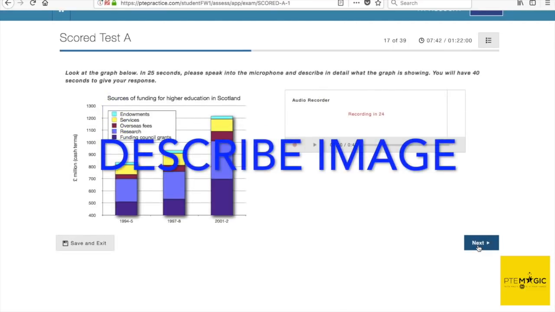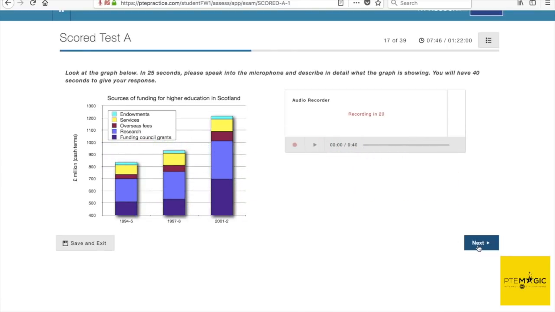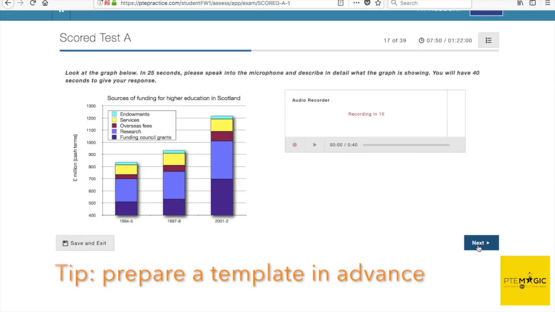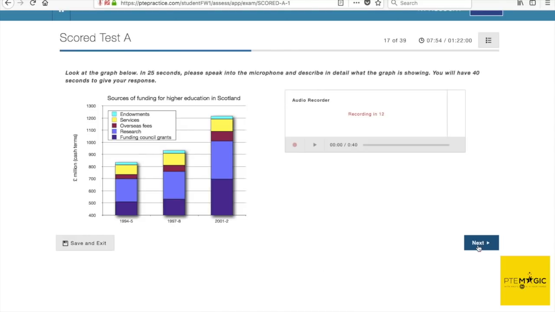Okay, so with describe image, you just need to have a plan for your answer. Have a template in advance. And remember, this is an English test. It's not a test of how well you analyze a graph or process or diagram. So just show that you have a good pronunciation, be articulate, and use keywords. All right?